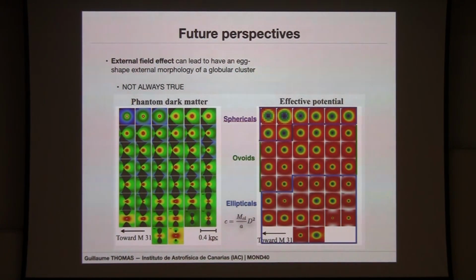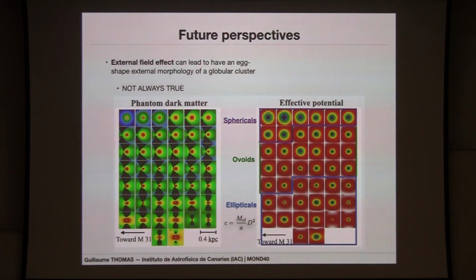And what you can see is that you can split them basically in three different types. The spheroidal potentials, which are the ones either too massive or too near M31, so that the external field effect is almost negligible. You have the elliptical ones that are too far away or almost isolated. And you have the ovoidals, which are the globular clusters of the good masses in the good range of distances, so typically between 15 to 80 kiloparsec from the center of M31.